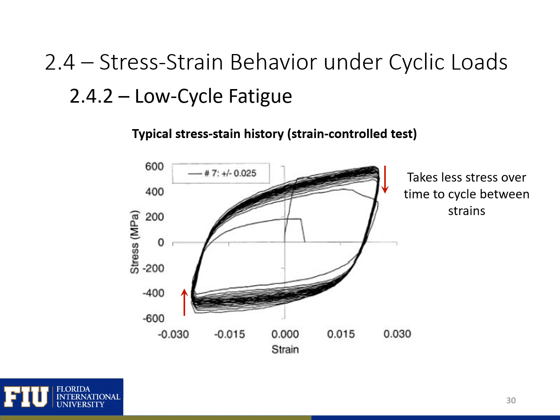Shown here is the typical stress-strain history for a strain-controlled test. In this figure, we see the results for a number 7 bar that was cycled between negative and positive 0.025 strain. You can notice that it takes less stress over time to cycle between these strains, and this is caused by the relaxation in the steel.